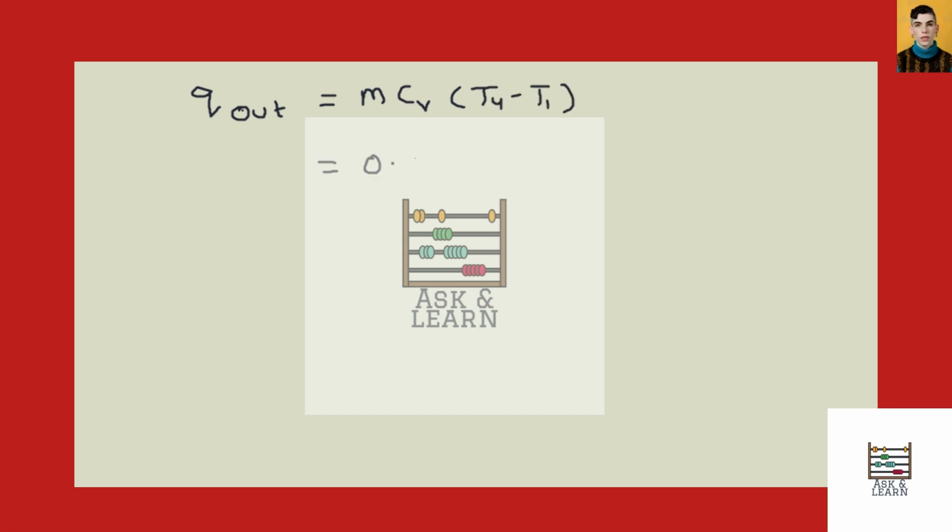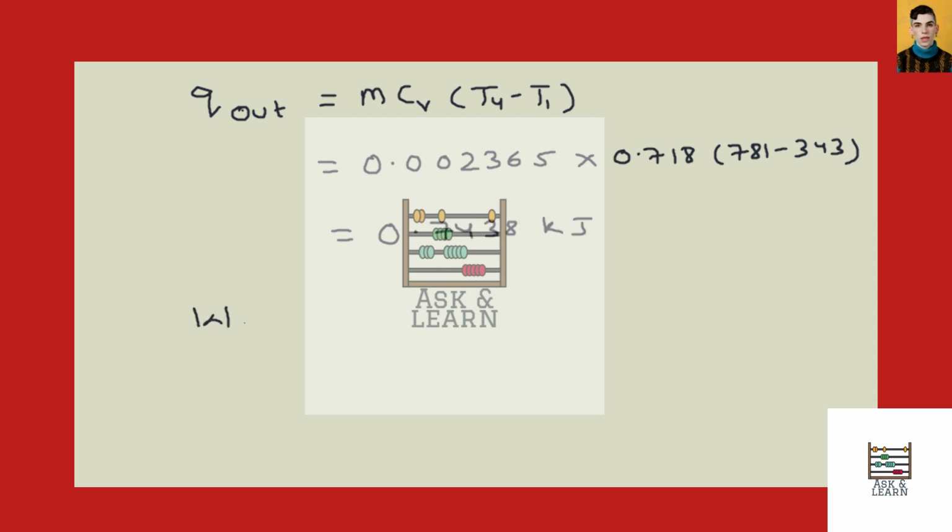Now going further we can write Q out is equal to M CV (T4 minus T1). This is the formula of Q out. So putting the value here, I am just putting all the values. After that we will simplify it. On simplifying we get this value as Q out.